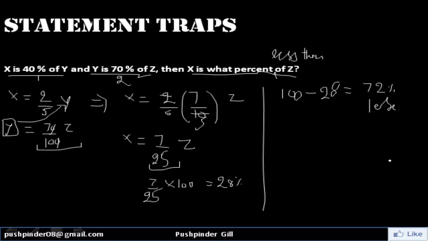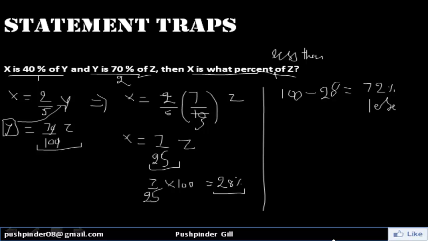Let me take a quick recap here. So x is 40% of y. I can say x is equal to 2 by 5 y. Y is 70% of z. I can say x is equal to 2 by 5 into 70 by 100 of z. I just use the value of y into this equation over here. Then I calculated that x is equal to 7 by 25 of z, and converting that into percentage, I got my answer to be 28%.